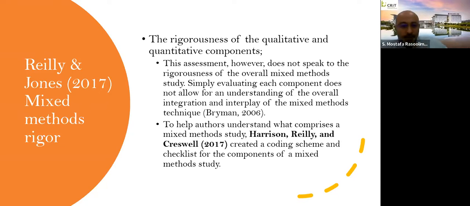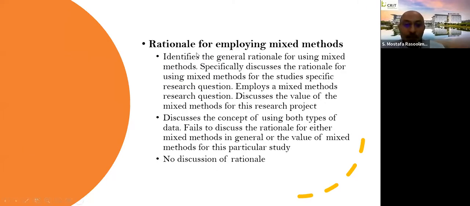Okay, here, this paper, Raleigh and Joint, provided a checklist to check the robustness or rigorousness of mixed method, right? This is the first step, and here you can see the different options. Actually it is a rubric, right? So if you identify the rationale of using mixed method and why you apply mixed method, and discuss the value of mixed method for your research, so this is the first one. You can get a full mark for robustness related to this rationale of employing mixed method.